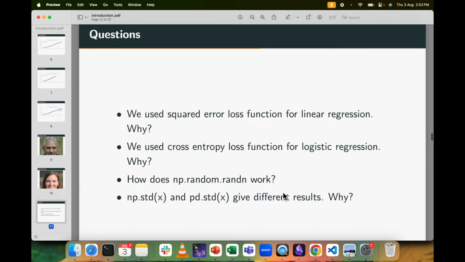So this brings us to certain questions which we discussed in the machine learning course, and we should review them now. So in the machine learning course, we said that for something like linear regression, we want to be using squared error loss function. Why? Why do you think we use that?